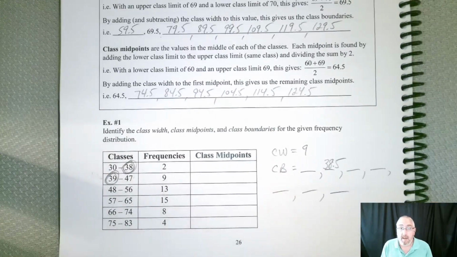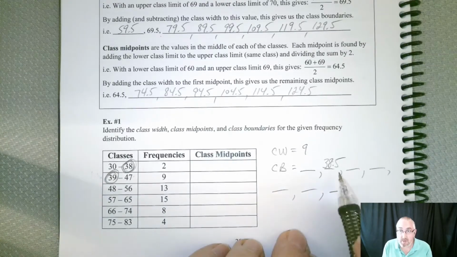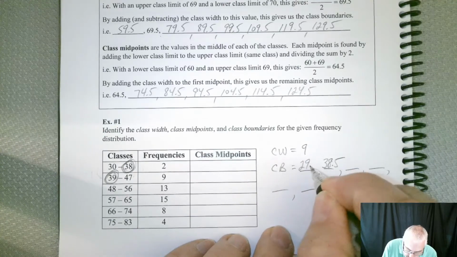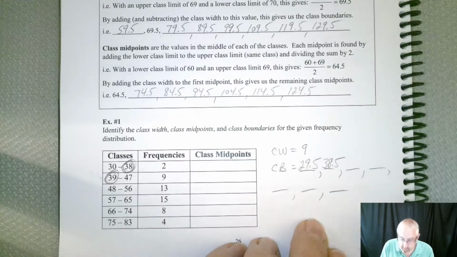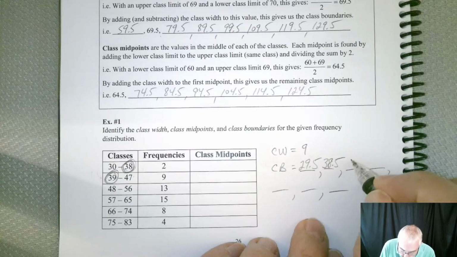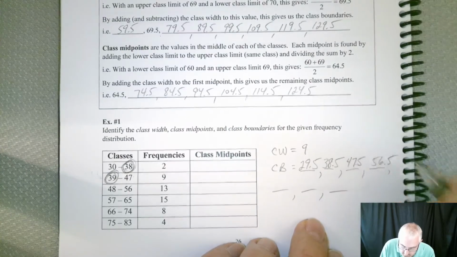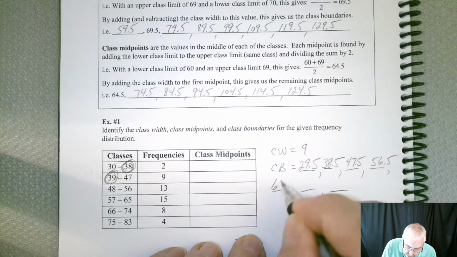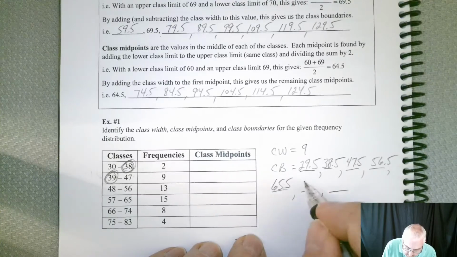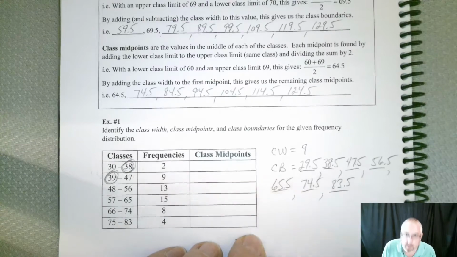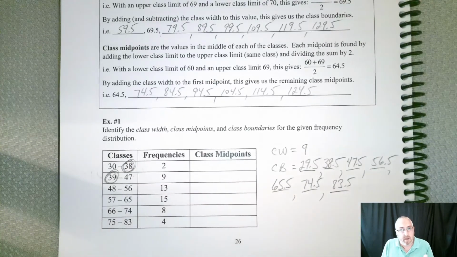All right. And now comes the cheating part. Use that 9 to get the rest of them. So if we subtract 9 from that, we get 29.5. Add 9, we get 47.5, 56.5, 65.5, 74.5, and 83.5.